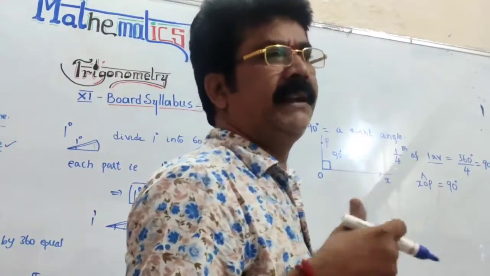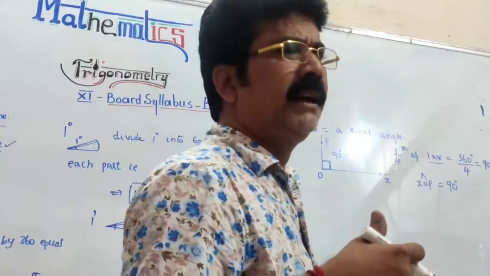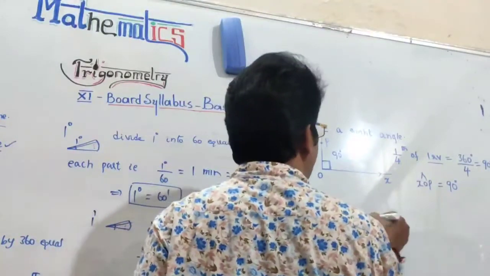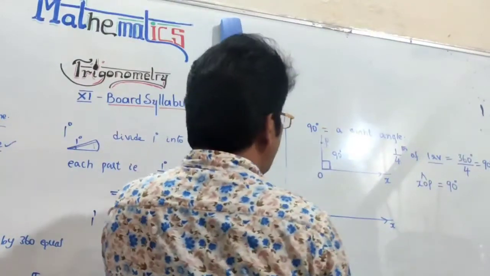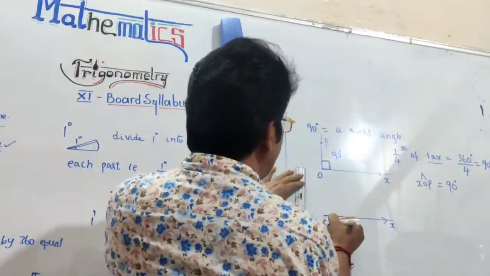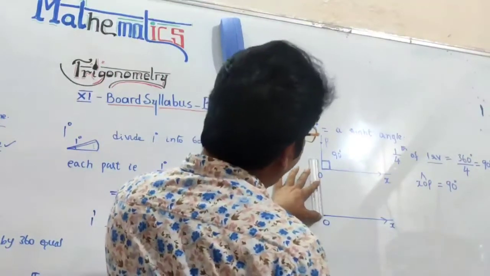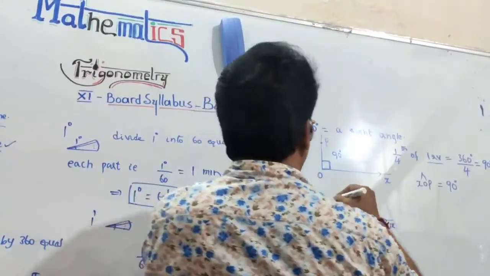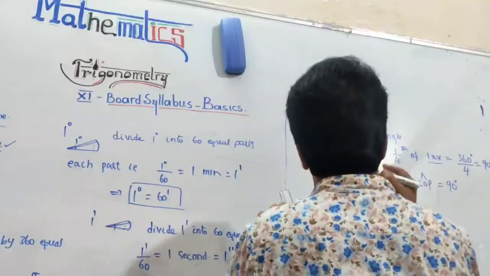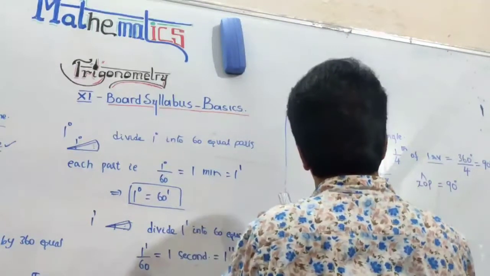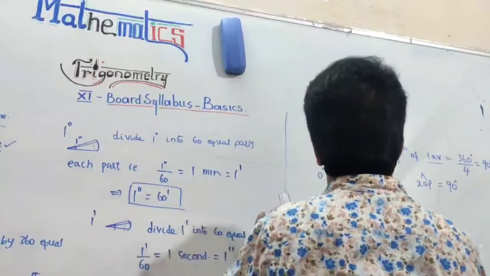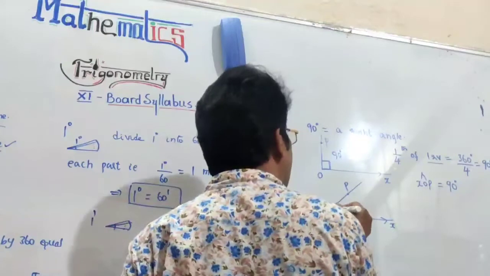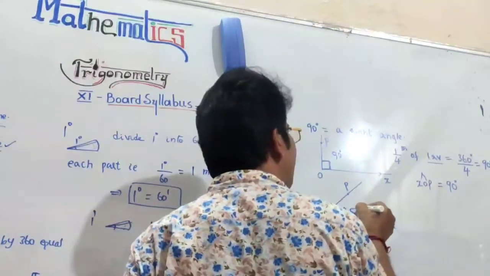Means 45 degrees, 30 degrees, 60 degrees, 90, 270, 180, 360, like that. Come here, 45 degrees. How can we represent 45 degrees? This is O. Look at the board, this is 90. 45 means exactly half, so I'll draw like that. This is OP, the terminal line or generating line. So this angle is 45 degrees.